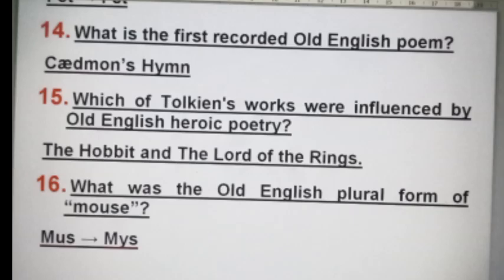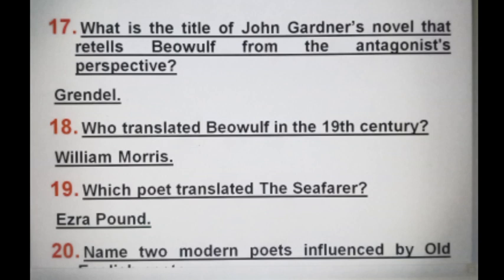Which of J.R.R. Tolkien's works were influenced by Old English heroic poetry? The Hobbit and The Lord of the Rings. What was the Old English plural form of mouse? Mous, mys. What is the title of John Gardner's novel that retells Beowulf from the antagonist's perspective? Grendel.